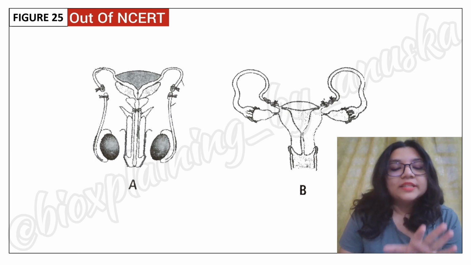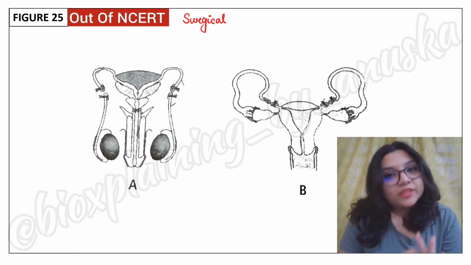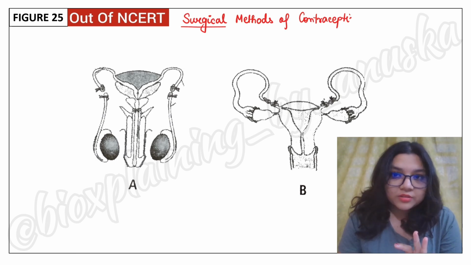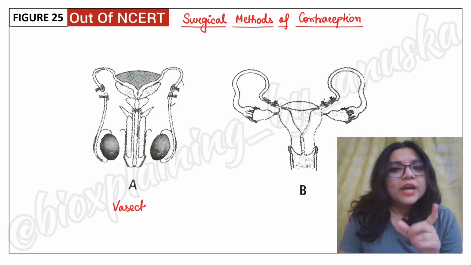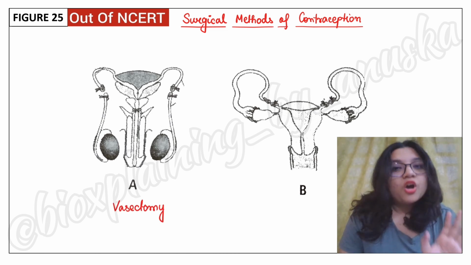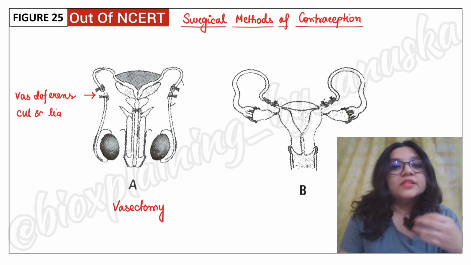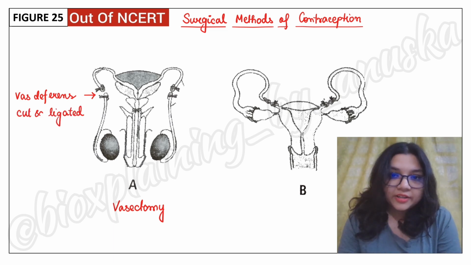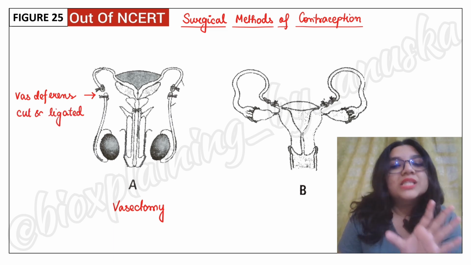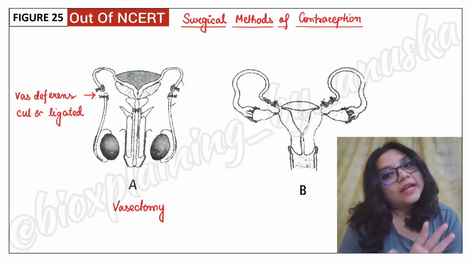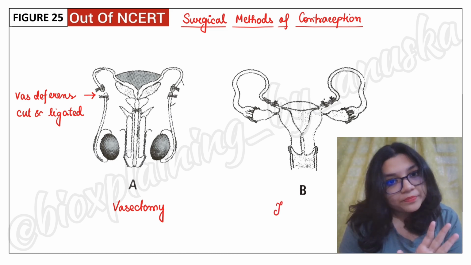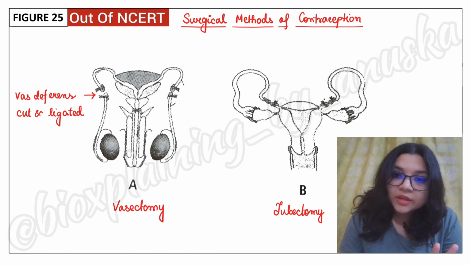So what are these? These are the surgical methods of contraception, right? Now, A is your vasectomy. What is vasectomy? कि the vas deferens, that is cut and ligated. Vas deferens मतलब आपका जो sperm duct है, that is cut and ligated. ठीक है. Then B is tubectomy.